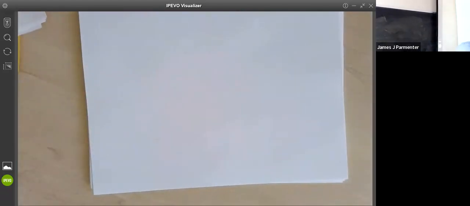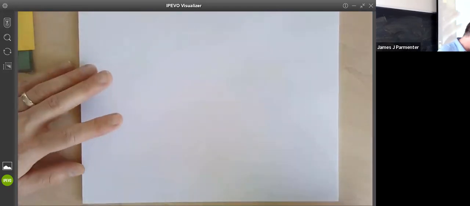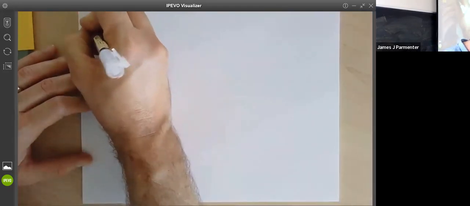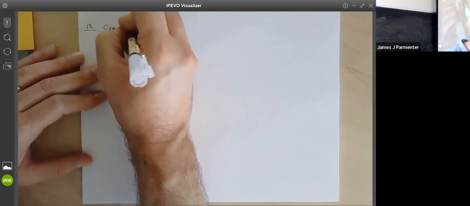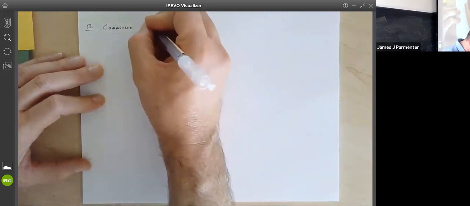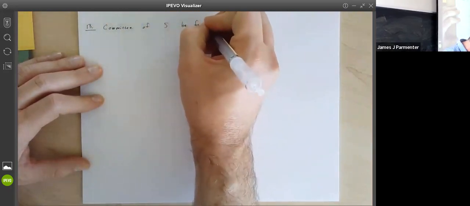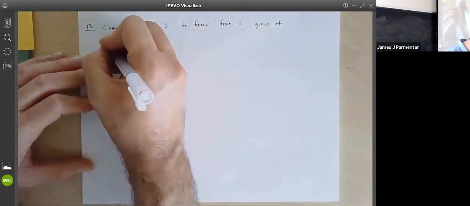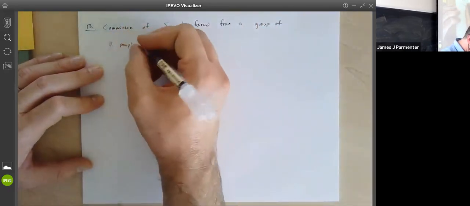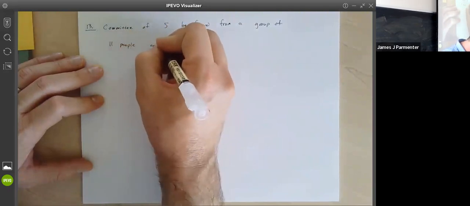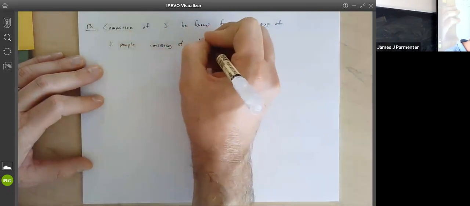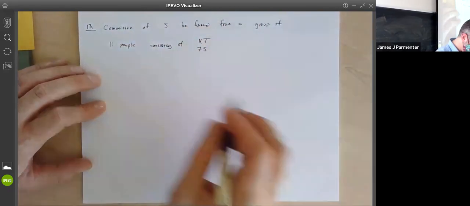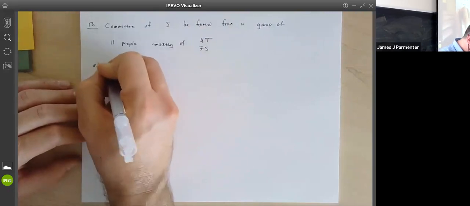Okay, let's look at this one. Ah, yes. So, in how many ways can a committee of 5 be formed from a group of 11 people, consisting of 4 teachers and 7 students? And then there's 4 parts. So part A, if there are no restrictions.